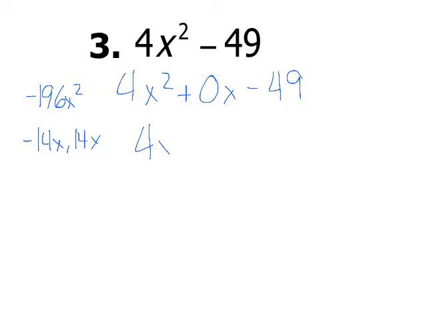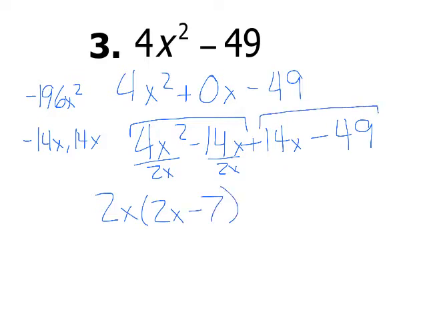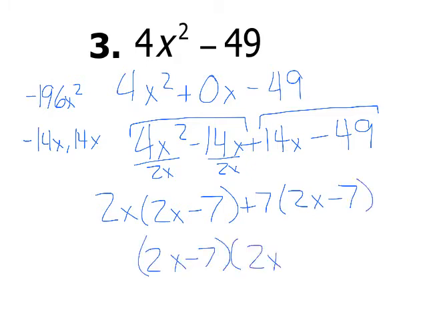So we have 4x squared minus 14x plus 14x minus 49. All right, so now I'm doing my GCF. So out of the first two, I can bring out a 2 and an x. So 4x squared divided by 2x is 2x. Negative 14x divided by 2x is minus 7. And then out of the last two, it looks like I can divide a 7 out of 14 and 49. So plus 7. And I'm left with 2x minus 7. So the 2x minus 7 is left in common. And the 2x plus 7 is left over.